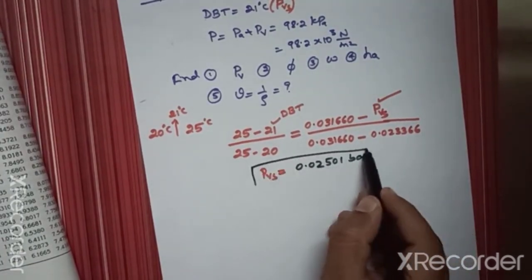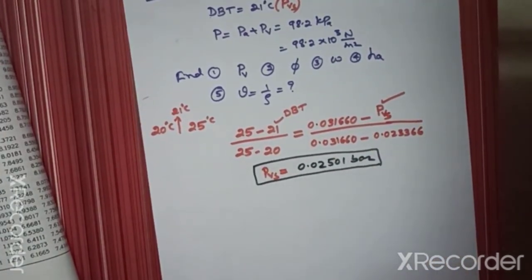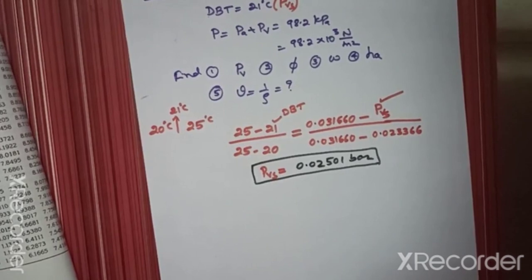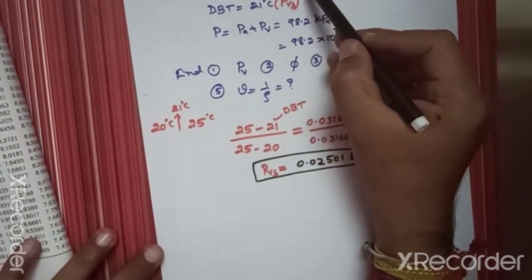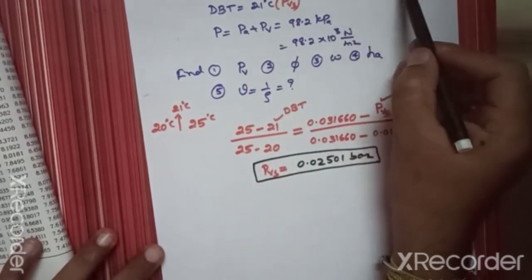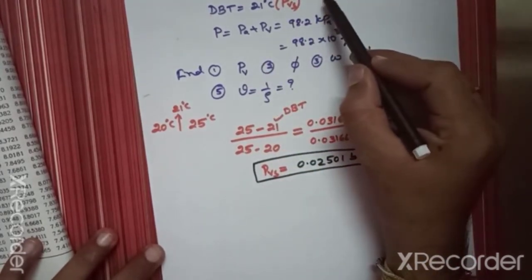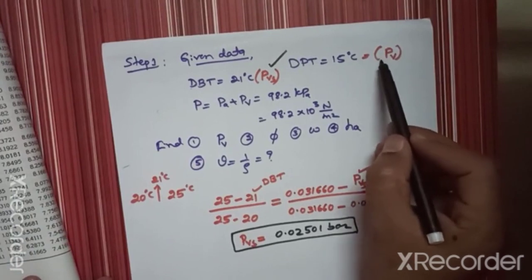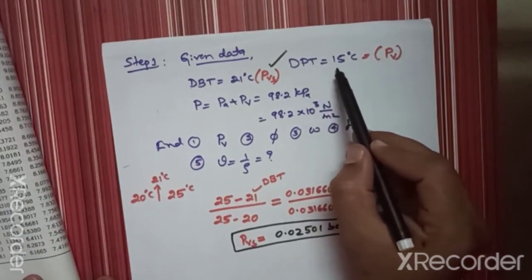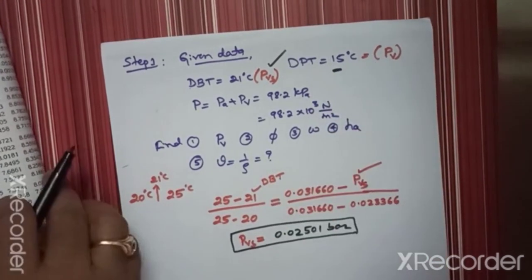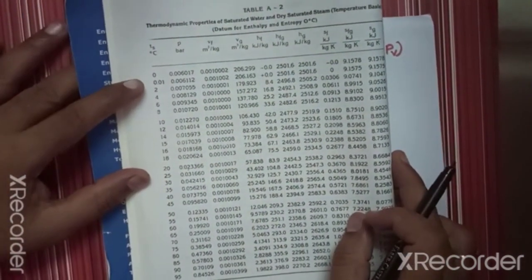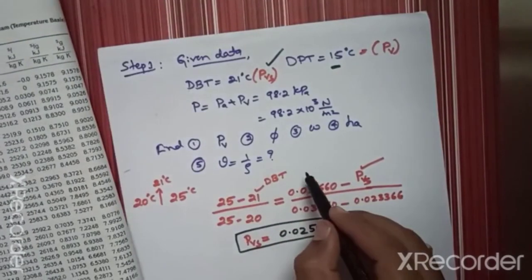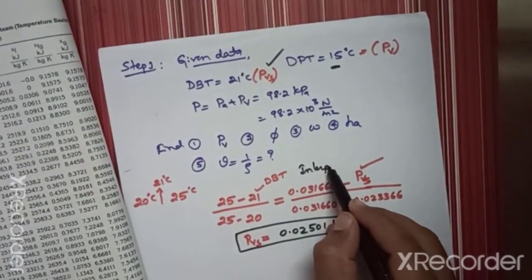So this is the value of PVS. Now we need PV. We have taken PVS, but we need PV. So the PV value will be taken from the steam table at the dew point temperature, that is 15 degrees Celsius. Now we will see whether the 15 degrees Celsius value is directly available from the steam table, or we have to do the interpolation method.